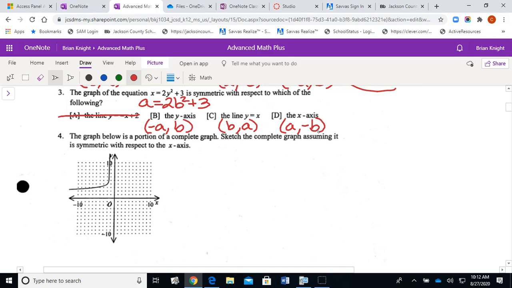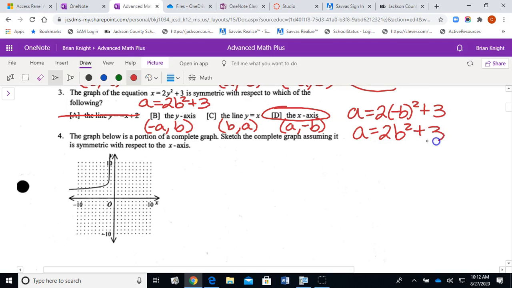So what's being squared here? The b. So what do you think your answer is going to be? D, the x-axis again, just like the first one. If you plug it in, a equals 2 times negative b squared plus 3. That square makes it positive, and we get the same thing that we got when we plugged in a and b originally.